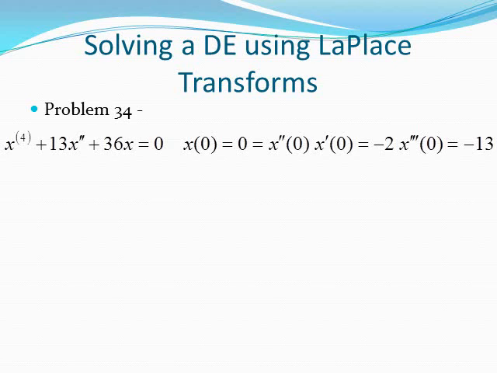So we're looking at problem 34. Problem 34 is this. It's a fourth order differential equation. It's a homogeneous differential equation. It has constant coefficients, and we have the initial conditions for this differential equation. So what we need to do is take the Laplace transform of our entire equation. You will end up with this.